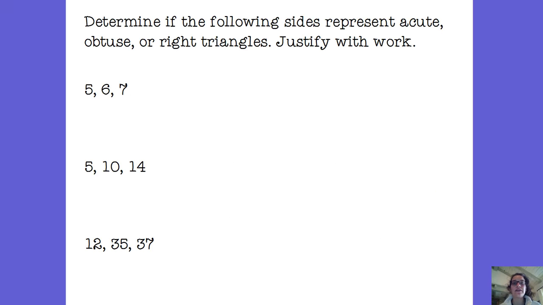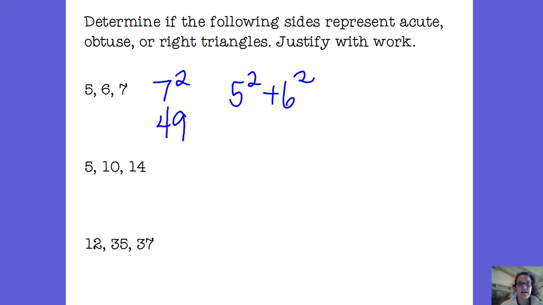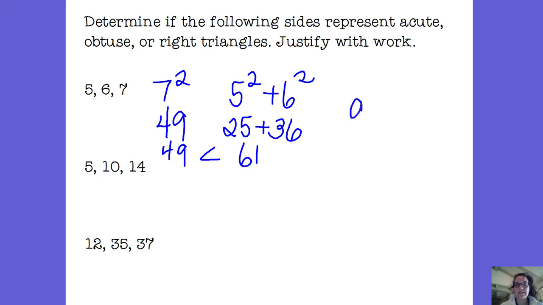So let's test this out. Determine if the following sides represent an acute triangle, an obtuse triangle, or a right triangle. I'm going to put C, my biggest side, on the left, c squared, and compare it to 5 squared plus 6 squared. Well, 7 squared is 49. 7 times 7 is 49. 5 squared is 25. 6 squared is 36. And if I add 25 and 36, I get 61. So c squared is less than a squared plus b squared, making this an acute triangle. Since c squared was less than a squared plus b squared, it's acute.